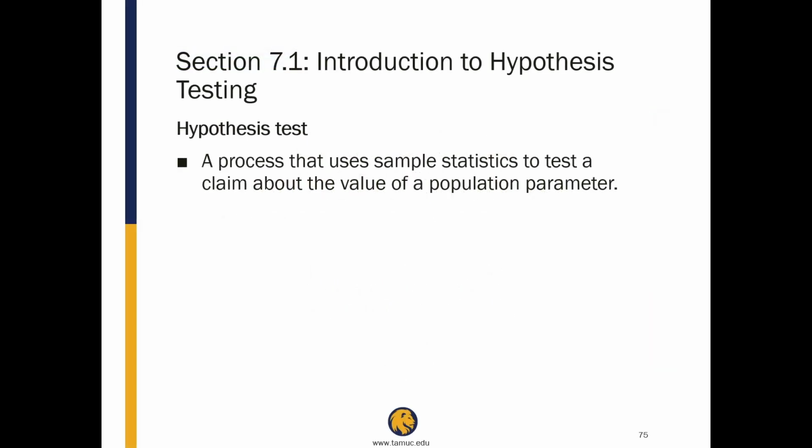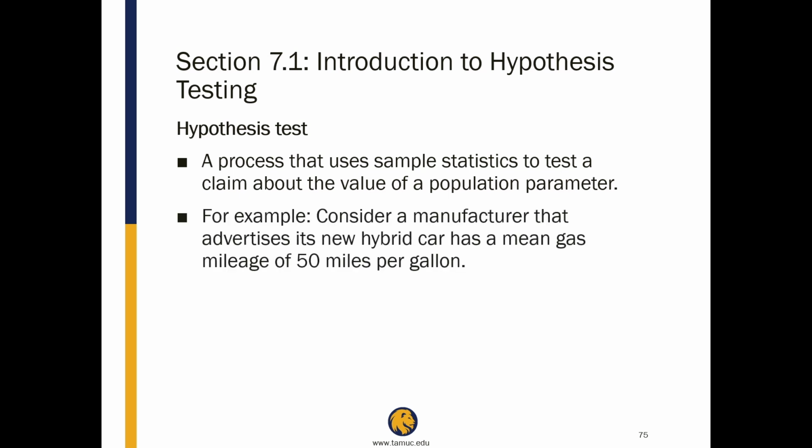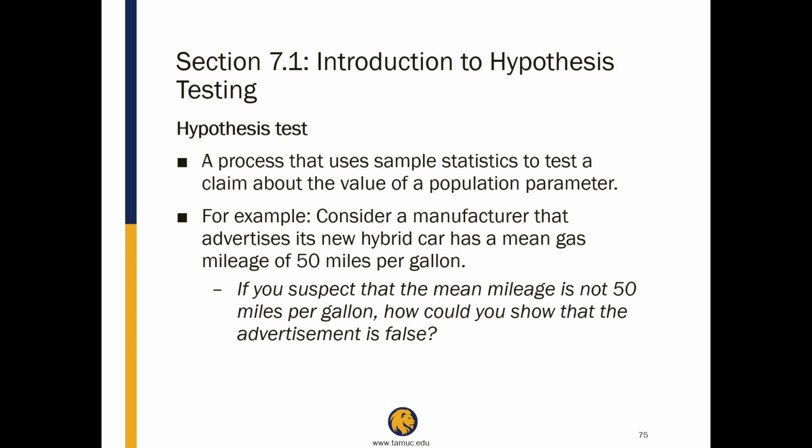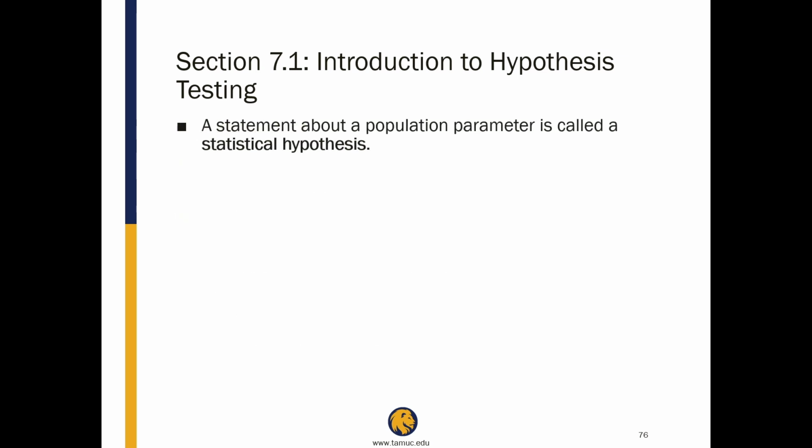So a hypothesis test is a process that uses sample statistics to test a claim about the value of a population parameter. For example, consider that a manufacturer advertises its new hybrid car has a gas mileage of 50 miles per gallon. However, if we suspect that the mean is not as much as they claim, how could we show that they might be false? A statement about a population parameter is called a statistical hypothesis.